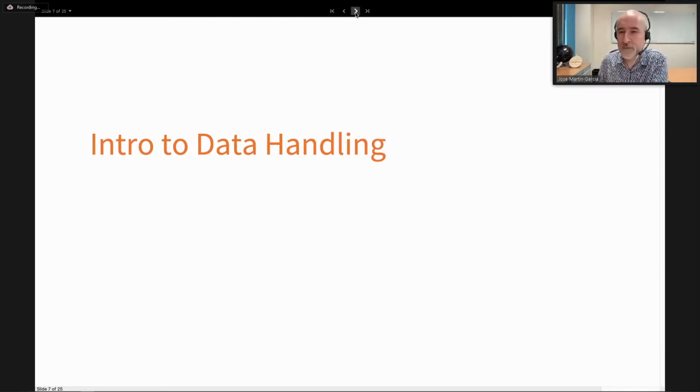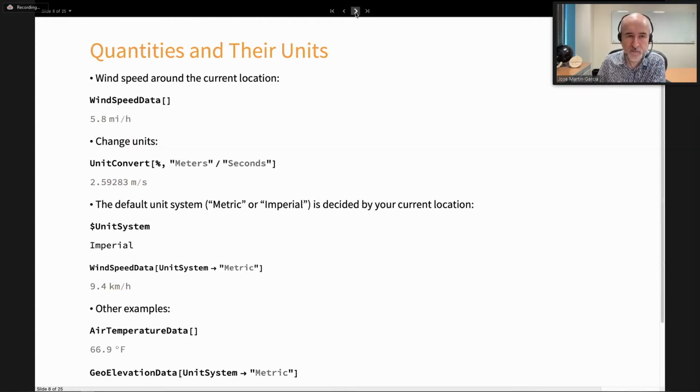Not yet. Okay, so let's go to the section on how to handle data. We are going to be discussing 4 elements. We are going to see how to work with physical quantities, dates, entities for concepts and regions, and geopositions for explicit latitude, longitude locations. So let's start with quantities.